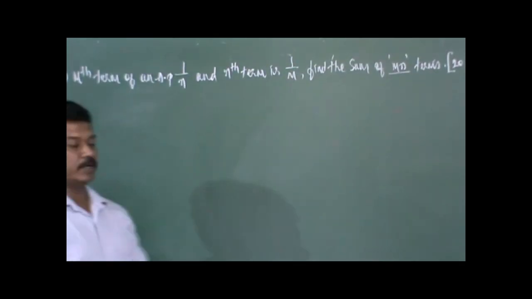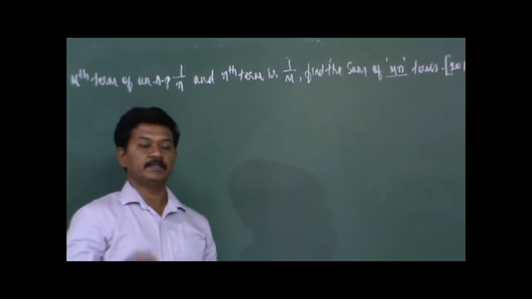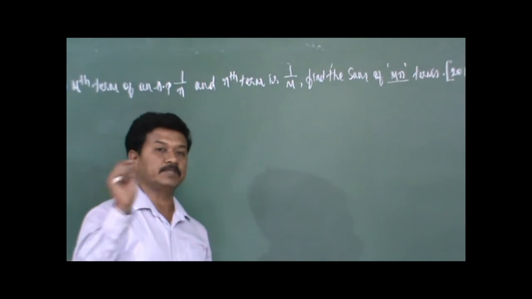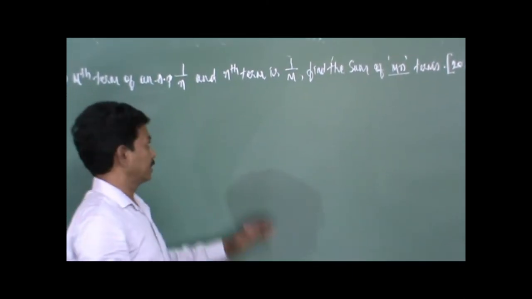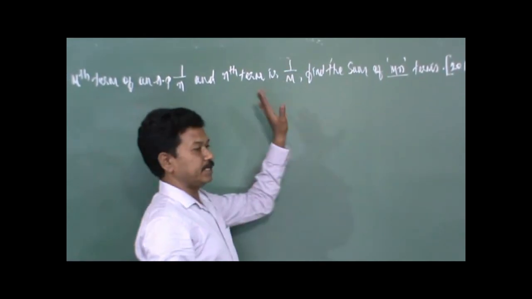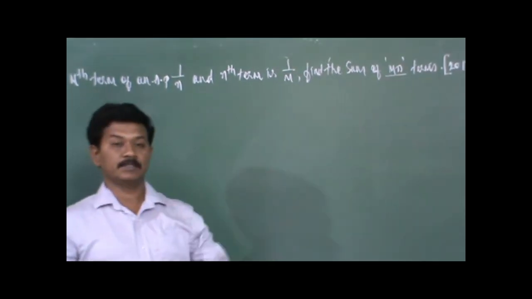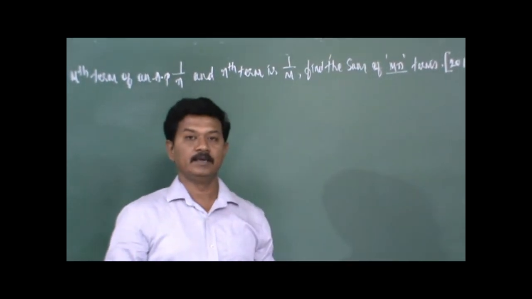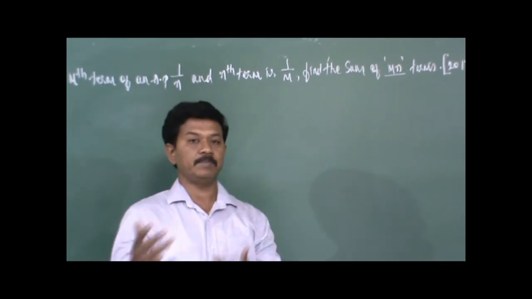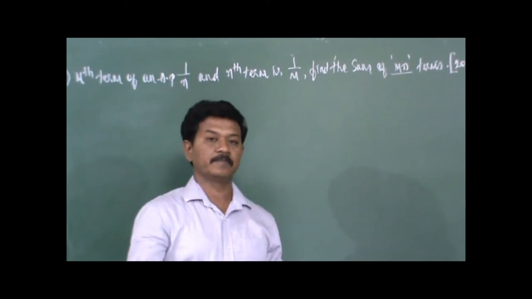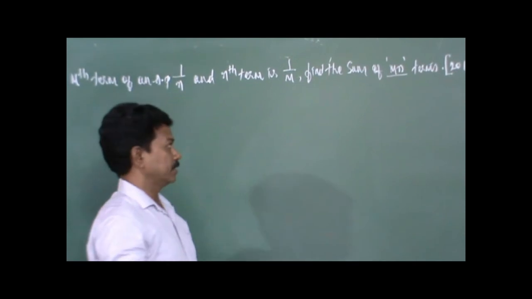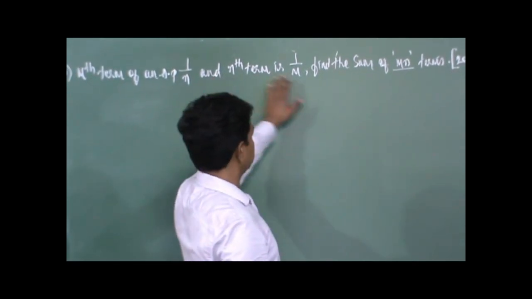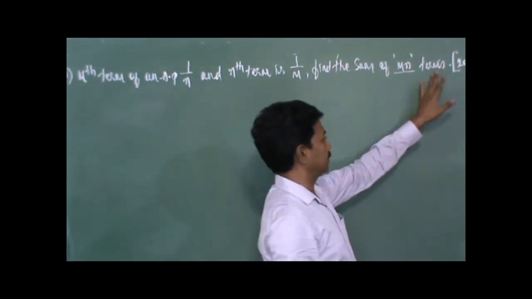The mth term of an AP is 1 by n. So we have an AP in which there is a term called the mth term, where m stands for some natural number. And the nth term is 1 by m. The nth term is some other term of the same AP where n is again a natural number. In that AP the terms are in the form of p by q, that is rational numbers. Using these two terms, you have to find the sum of mn terms.